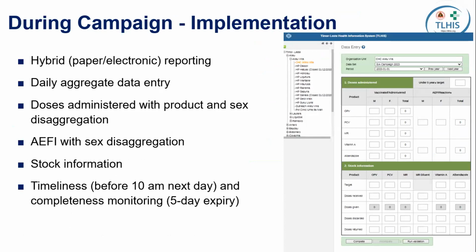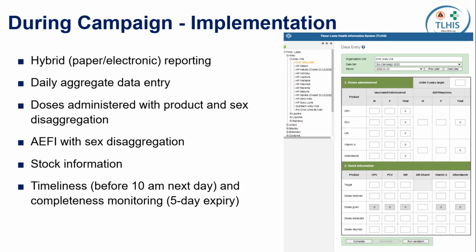So this is what we did during the campaign. As I mentioned, it was a hybrid system. We had paper-based at the vaccination post, and then aggregated and entered into the system daily. So paper-based and electronic hybrid reporting was used, and daily aggregate data was entered at the CHCs. And these contained doses administered for each product, all 5 products, with the sex disaggregation, and then also the AEFI and the reactions for the vaccines and the drugs.